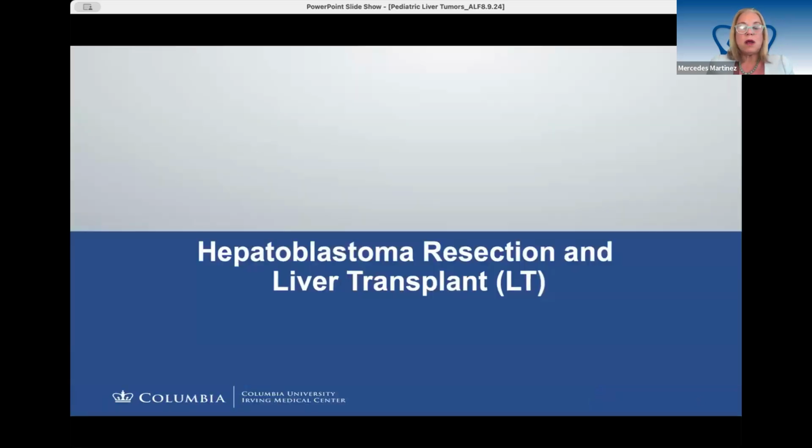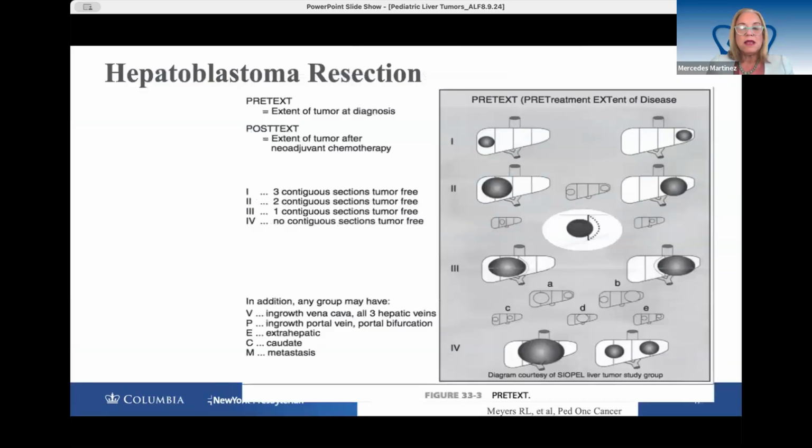Then how do we decide whether to do resection or liver transplant? This is based on this cartoon, which is very complicated, but I'm going to walk you through. Hepatoblastoma resection is based on the extension of the tumor, which is called PRETEXT. You remember how I explained that we divide the liver into 4 sections: the left lateral, the left medial, the right anterior, and the right posterior. Depending on the location of the tumor, if the tumor is located in any of the extremes, one or the other, and we can do the resection leaving 3 sections of the liver behind, then that is a PRETEXT 1.